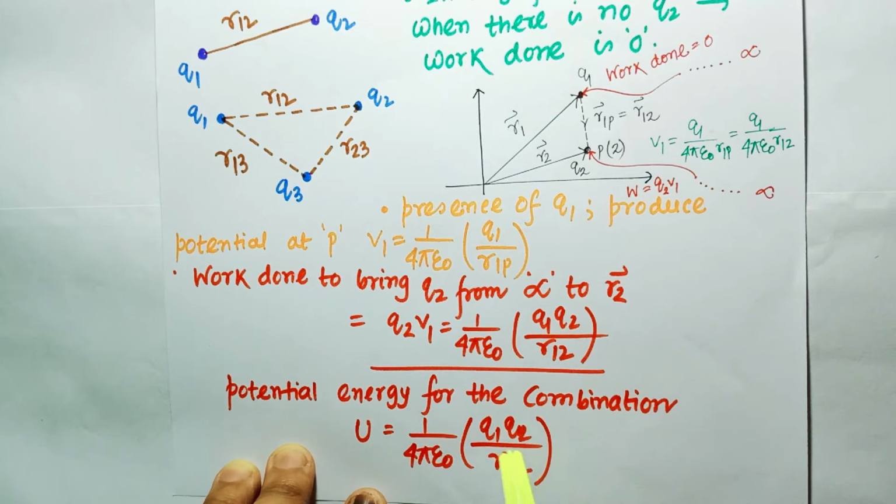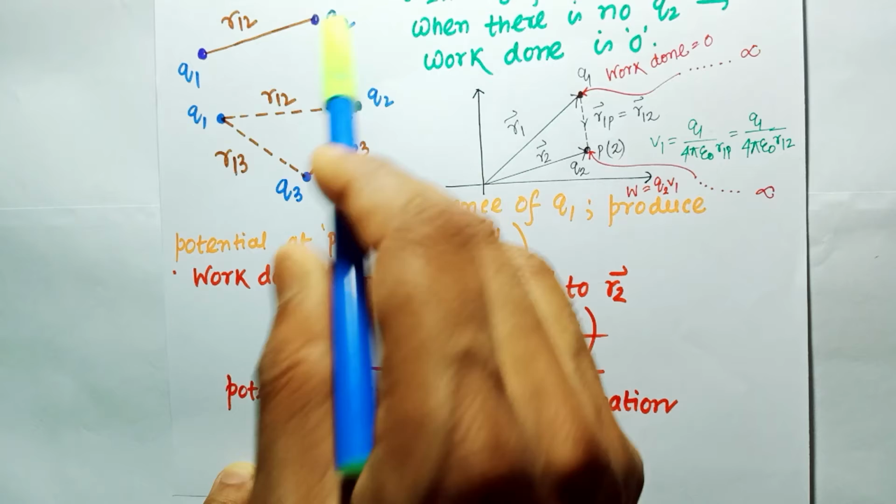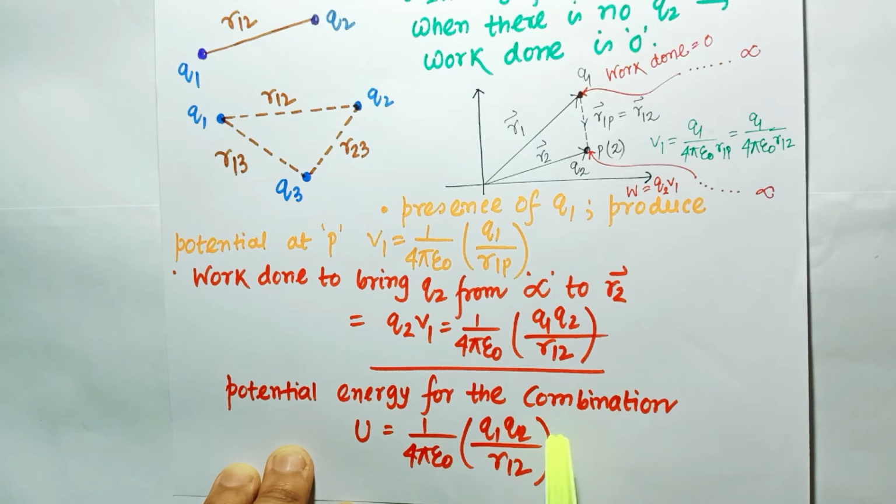The electrostatic energy is conservative, as we discussed before, and the work gets converted into potential energy. The energy of the configuration, in the form of potential energy, will be stored between the two charges in this combination. So what will the potential energy for the combination be?